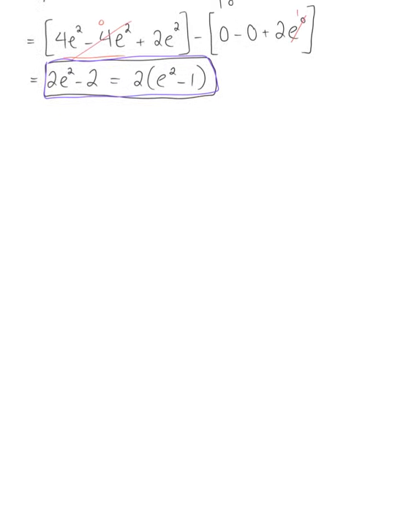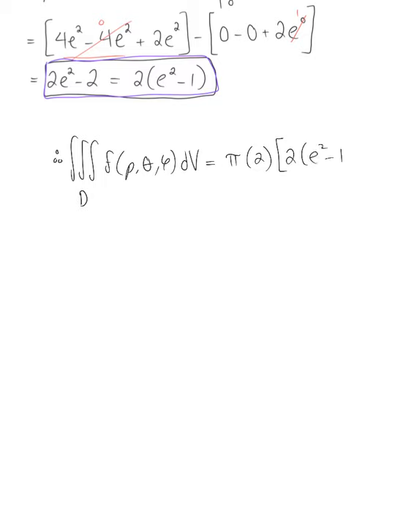And so plugging this all in, you can say that therefore our triple integral over that solid region D of our function in terms of rho, theta, phi dv was equal to pi multiplied by 2 times the natural exponential squared minus 1, which leaves us with 4 pi multiplied by the natural exponential squared minus 1. And this is our beautiful final answer.